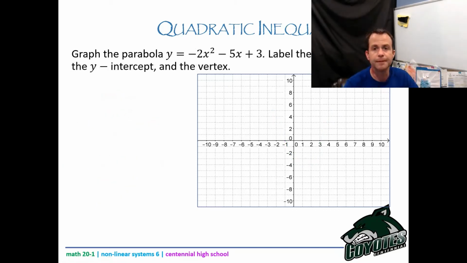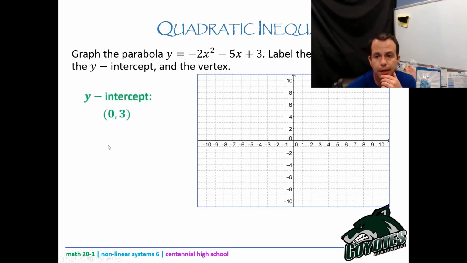We're going to graph y equals negative 2x squared minus 5x plus 3. Again, we're going to label the x-intercepts, the y-intercepts, and the vertex, okay? So I'm going to walk you through the exact same process. I know my y-intercept first. My y-intercept's at (0, 3) because it's the constant term, okay? So I can go ahead and plot that guy.